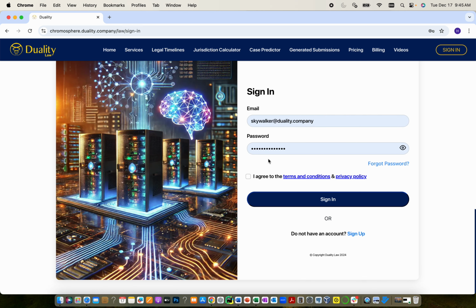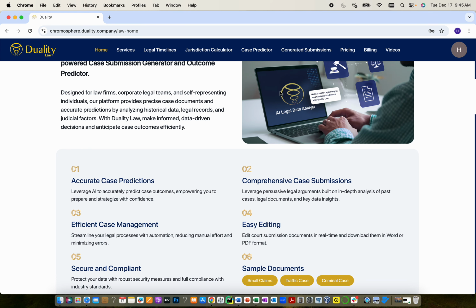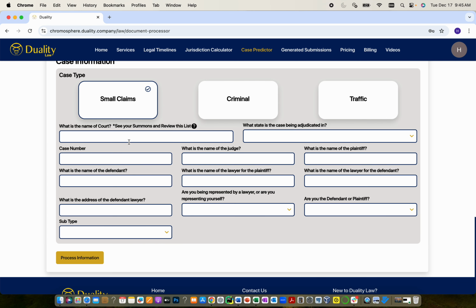The most important part here is the case predictor. Here, you can identify the various types of cases that you might be interested in. Some of the information is important. I think I've mentioned in some of the other videos that the name of the court is critical. So is the name of the judge, and if you don't know the judge, I would go ahead and put in the name of the chief judge of that district or that court system, so that you have some sort of a base of reference and an idea of how the most senior people in that district might adjudicate your decision.